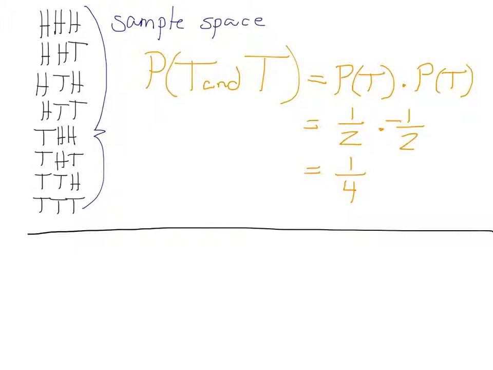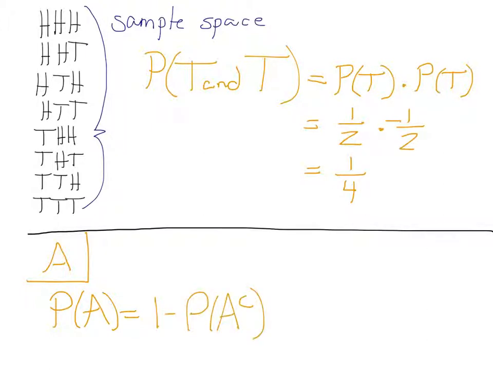So let's call the probability of getting at least one tail maybe A. So that event, that chance of getting at least one tail, is going to be A. So the probability of A is equal to 1 minus the probability that A does not happen. So in other words, the chance that we get at least one tail is equal to 100% minus the chance that we don't get at least one tail.